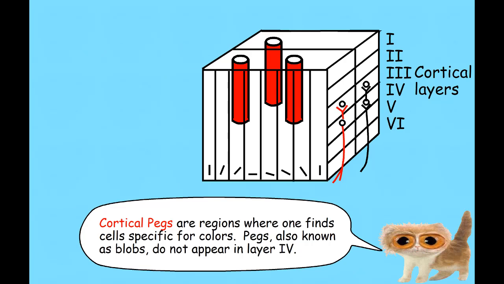Finally, within those hypercolumns, we see cortical pegs. And cortical pegs are regions where one finds cells specific for colors. Pegs, also known as blobs, don't appear in layer 4 of the visual cortex, however. So here we've got our pegs.